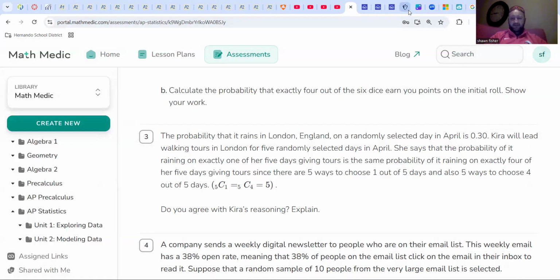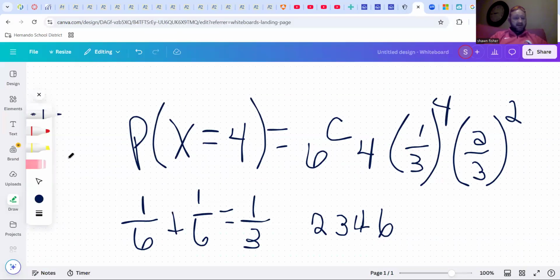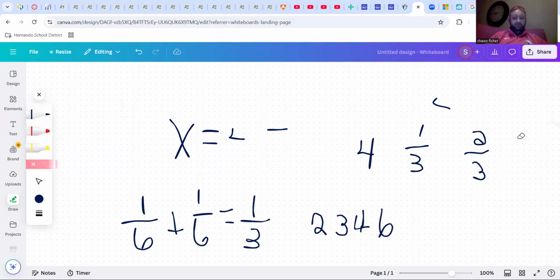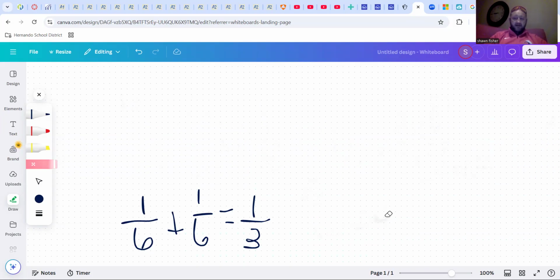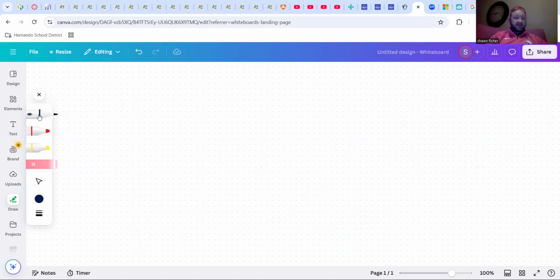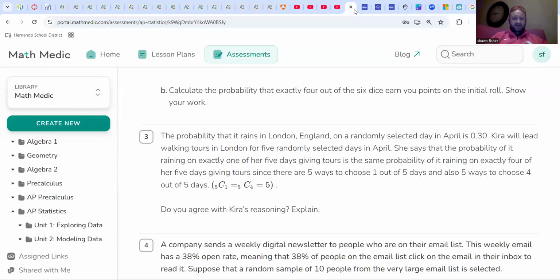For example, let me clear all this out of the way, please. And let me help you out. 5 choose 1 and 5 choose 4, same kind of thinking. Let's set both of them up in a probability manner, and you'll see how it's a little bit different. The probability, what did they say? Does it say at least one day? Did it say at least one day?